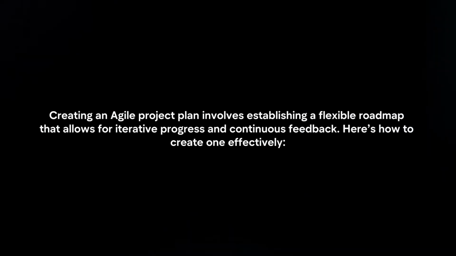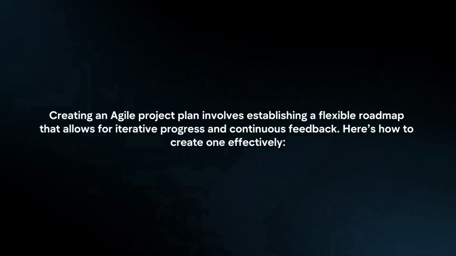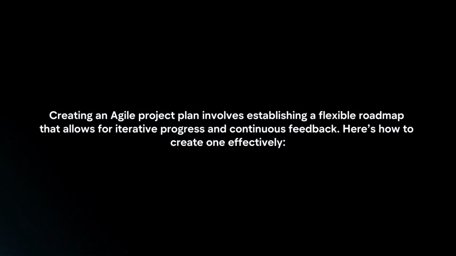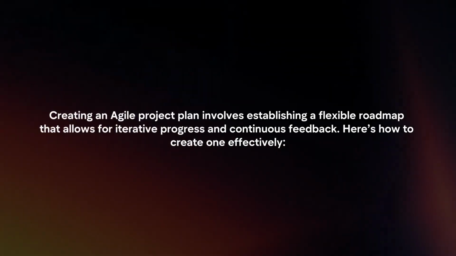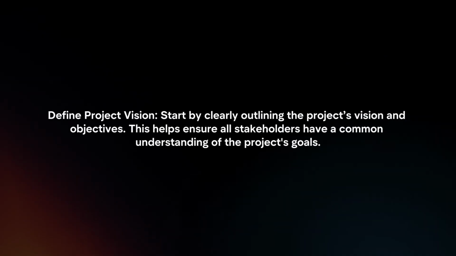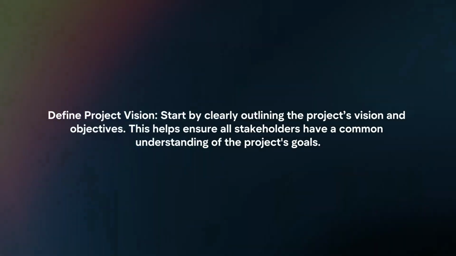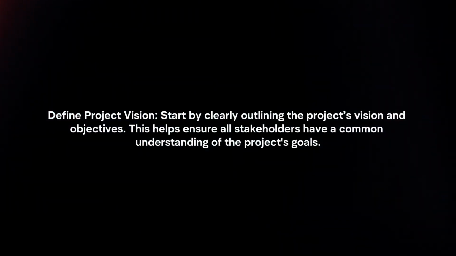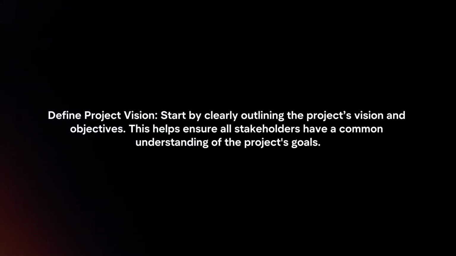Creating an agile project plan involves establishing a flexible roadmap that allows for iterative progress and continuous feedback. Here's how to create one effectively. Define project vision. Start by clearly outlining the project's vision and objectives. This helps ensure all stakeholders have a common understanding of the project's goals.